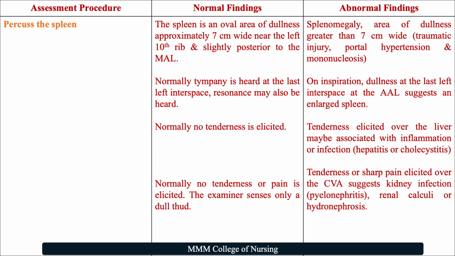Normally, no tenderness or pain is elicited. The examiner will sense only a dull thud, whereas abnormally, tenderness or sharp pain elicited over the CVA, that is the costovertebral angle, suggests kidney infection, suggestive of pyelonephritis, renal calculi, or hydronephrosis.